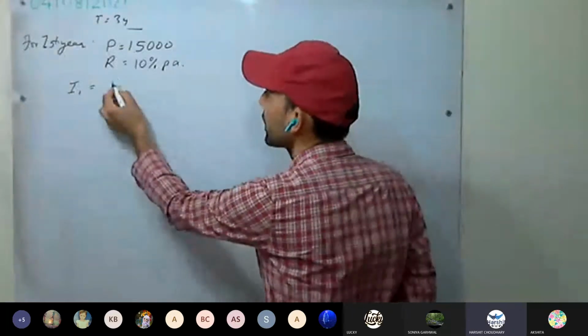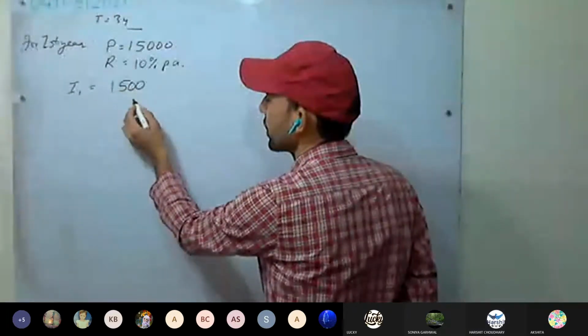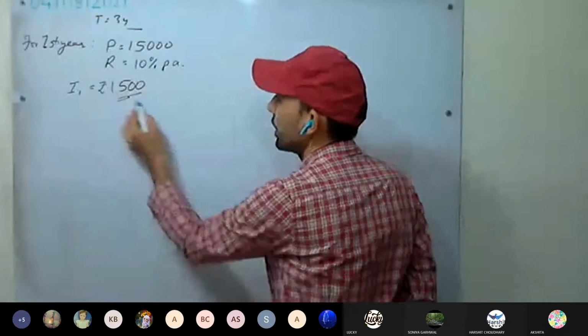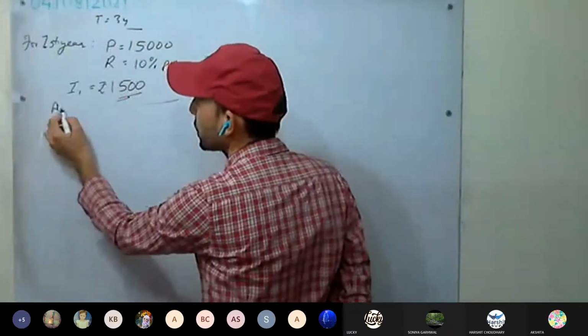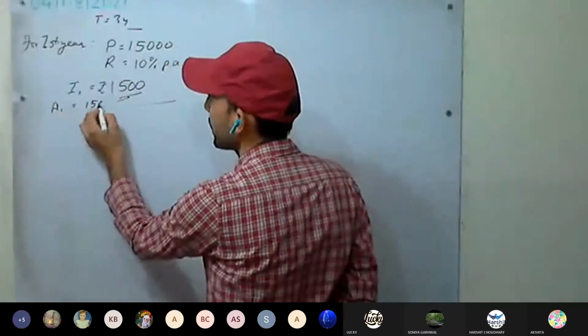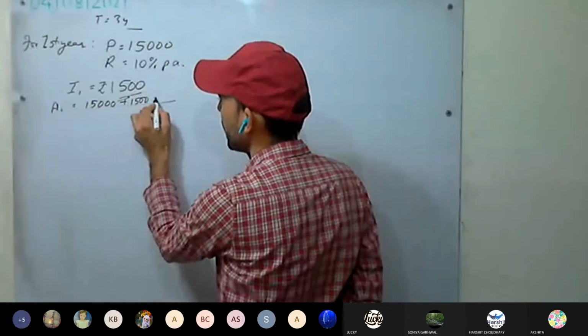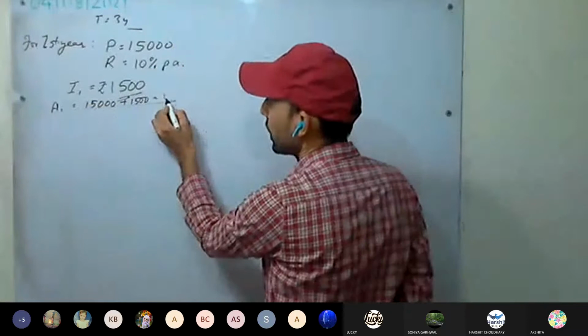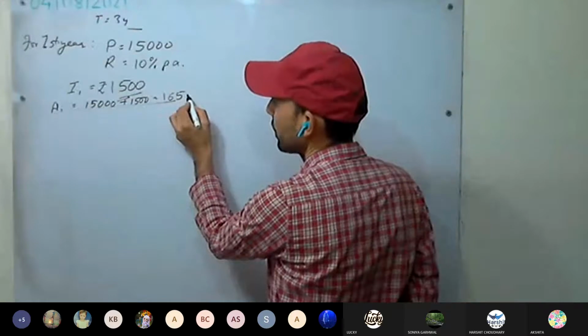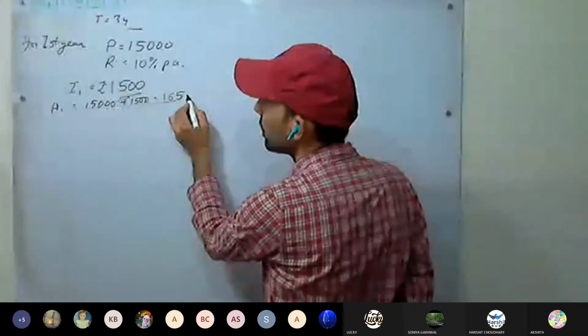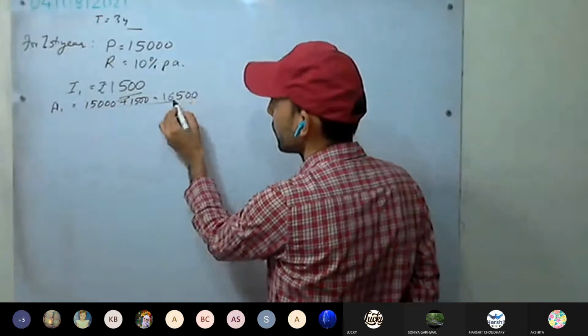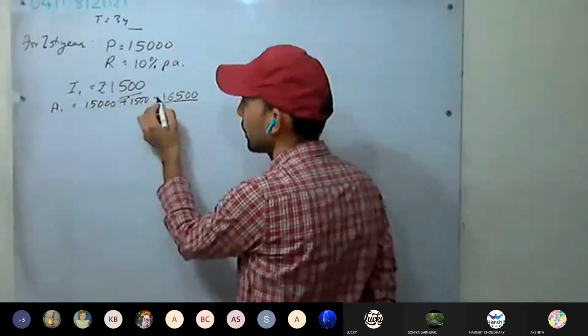1,500. It will be 1,500 rupees. So the amount will be how much? 15,000 plus 1,500. How much is it? 16,500. This will be the amount in rupees.